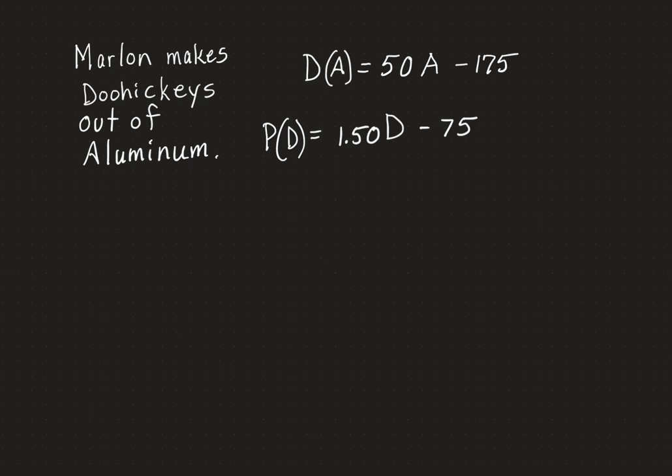Now, what does that tell us? What profit is he going to make? Well, if he has 10 kilograms of aluminum, we could put that 10 kilograms in here, figure out what this value for d of 10 would be, and then put that value into the next function.